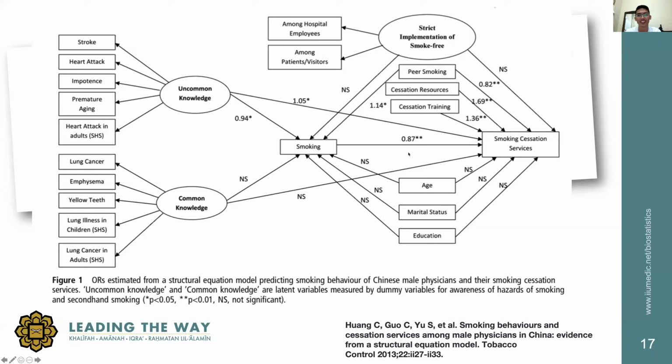Okay, so 0.87. Smoking cessation services. Likely or less likely to prescribe a smoking cessation service? Likely or less likely to ask the patient to stop smoking? Likely. So if the doctor is a smoker, he is likely to ask the patient to stop smoking compared to the non-smoker. Likely. Okay. Hamizah? Not likely, doctor. Not likely.